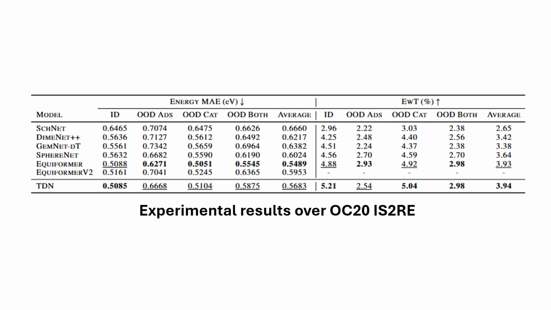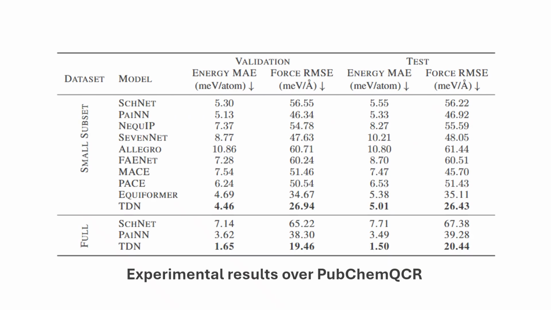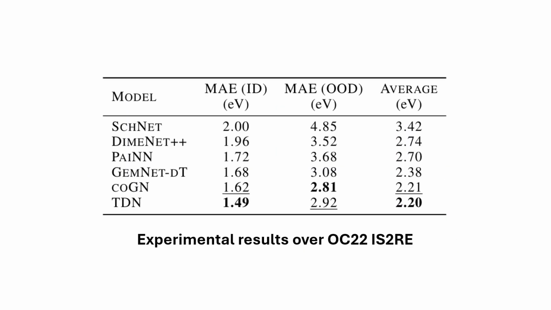We evaluate TDN on the OC20 IS2RE benchmark. By keeping a tensor product interaction at its core in factorized form, TDN preserves expressivity while being far more efficient. We also evaluate on PubChemQC. TDN preserves expressivity while staying efficient. Finally, we evaluate TDN over the OC22 IS2RE benchmark. We achieve competitive results over other baselines.